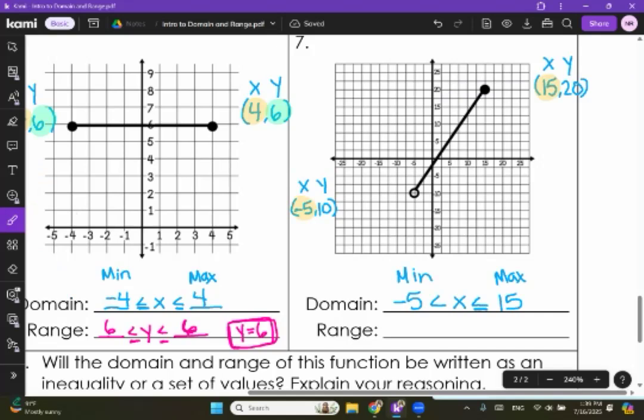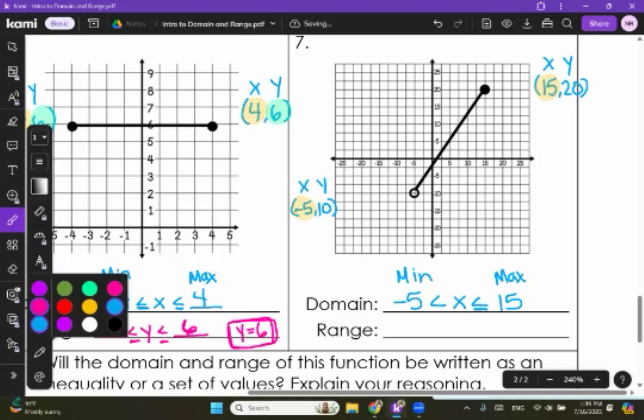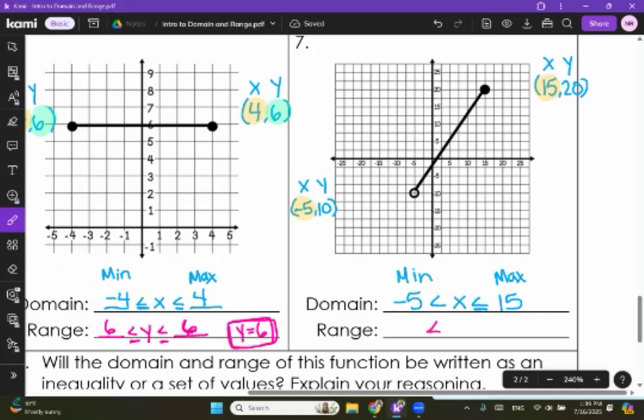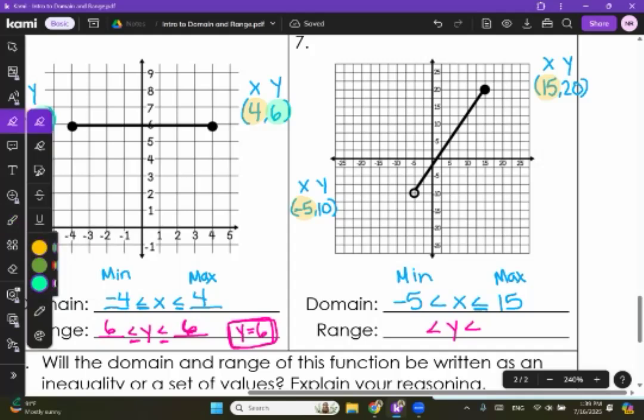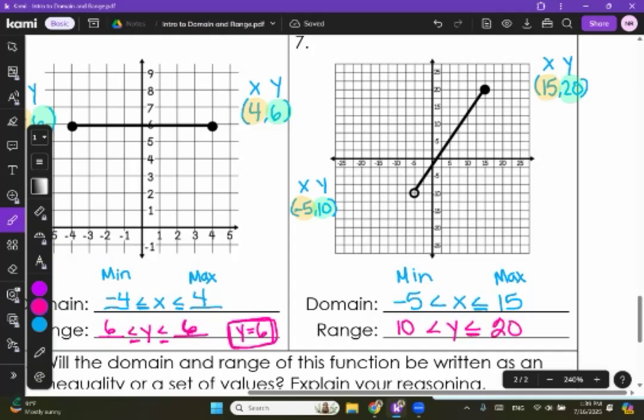Where most students are going to mess up is they're going to forget to double check those inequalities. They're going to forget to check those open and closed circles. Next. What is the smallest y value? A 10. 10 is at an open circle, so leave that. And then 20. 20 is at a closed circle, so we underline it.